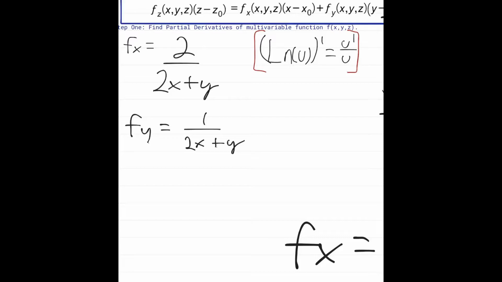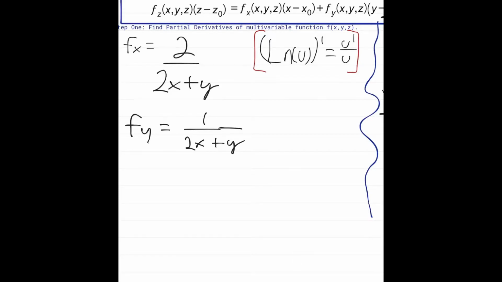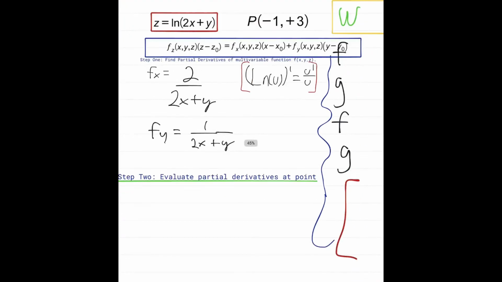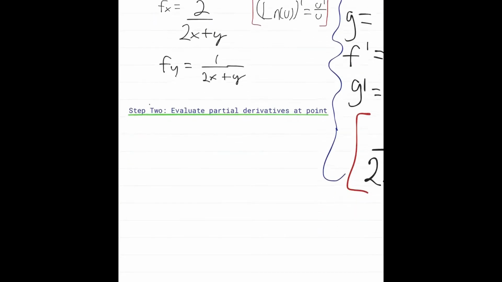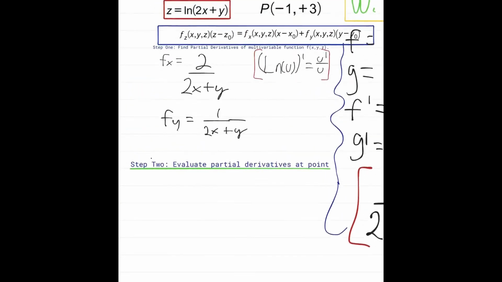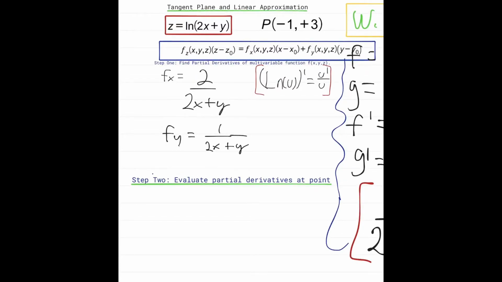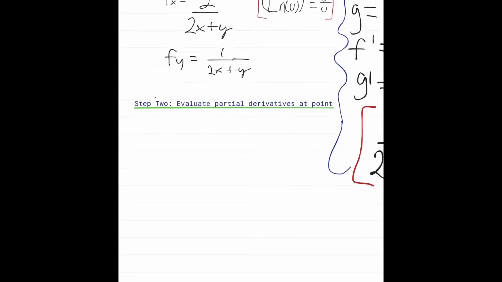So now that we completed step 1 in finding the partial derivatives of the multivariable function, for step 2, we're going to evaluate these at the point. So I'm going to make a line to separate the work we've already done. So for step 2, we evaluate the partial derivatives at the point. And what point are we choosing? Well, it's the point that was given in the problem. So in this case, negative 1 for x, positive 3 for y.